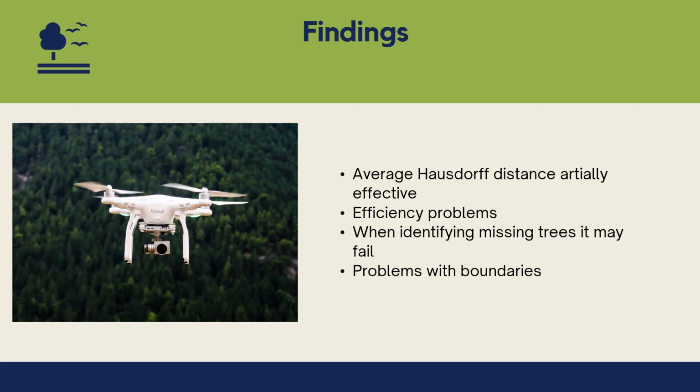Overall findings for the paper are that the average Hausdorff distance is partially effective when identifying pattern shapes within the orchard data. There are, however, efficiency problems which makes this algorithm not ideal. When identifying the missing trees within the data, this approach may not work effectively. There are also problems with identifying the boundaries between the trees, as too small a boundary may result in an incorrect pattern being detected.